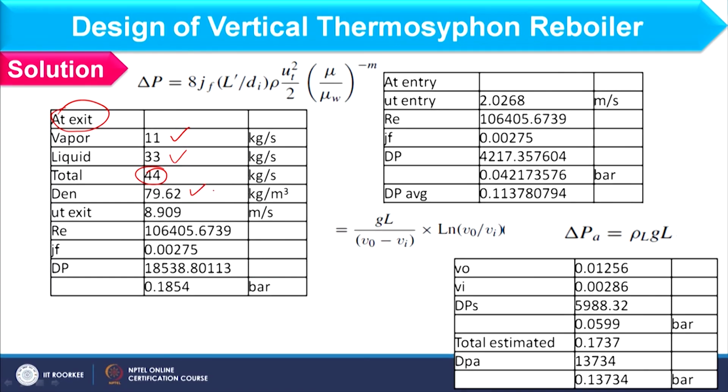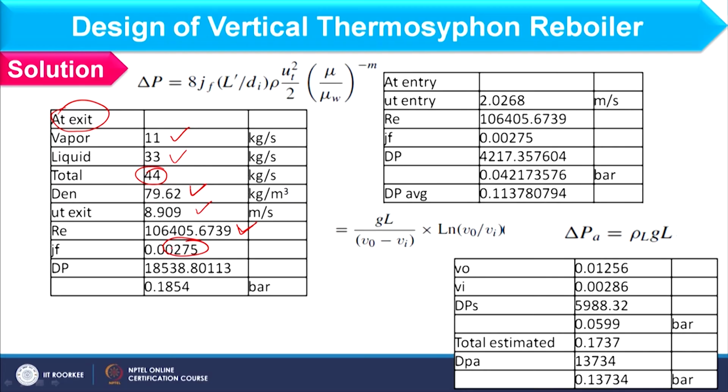Density of the mixture comes as 79.62. This you can find in a similar way as we calculated in the previous example. Velocity at exit condition we can find as 8.9, and similarly we can find out the Reynolds number, as we have discussed in the previous example.